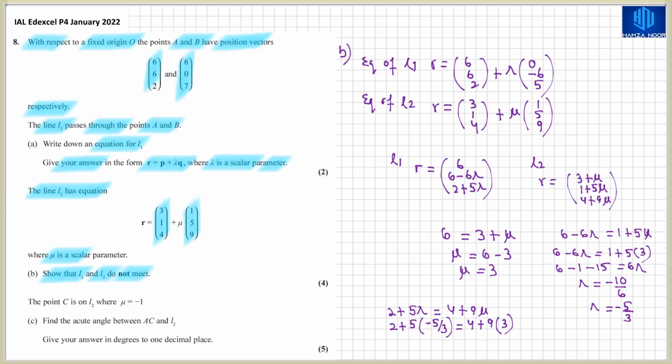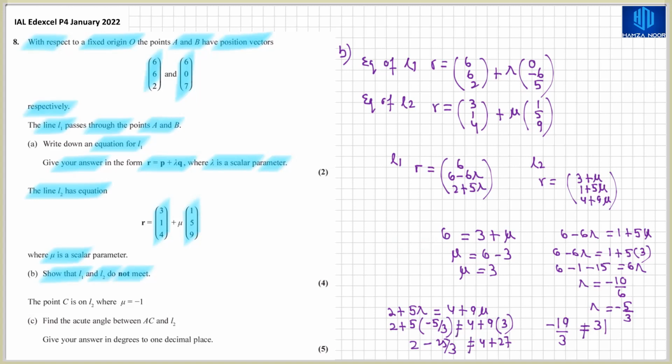So 2 minus 25 over 3, and here we have 4 plus 27. Okay. So 2 minus 25 over 3, this is minus 19 over 3. And 4 plus 27, this is 31. So left hand side is not equal to right hand side.